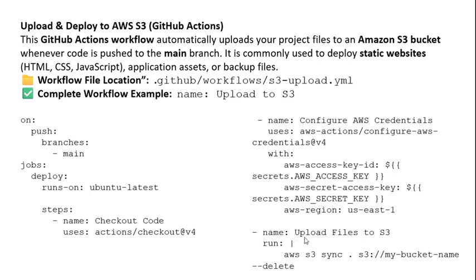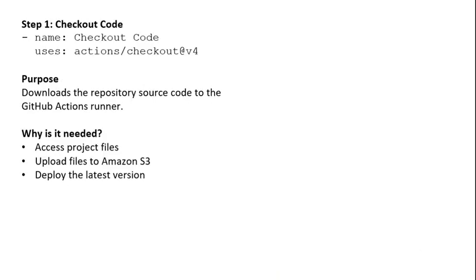- name: Upload the file to S3, run: | aws s3 sync . s3://my-bucket-name --delete. Sync is used to synchronize. Let's check all the programs step by step.